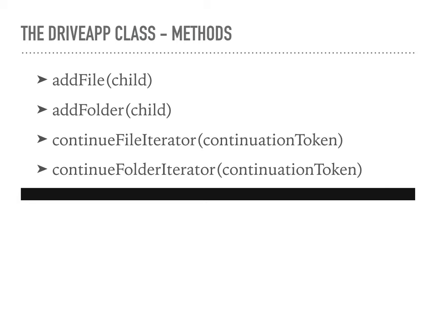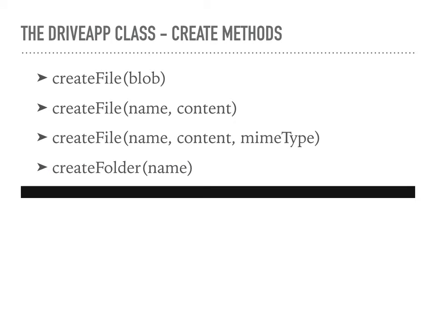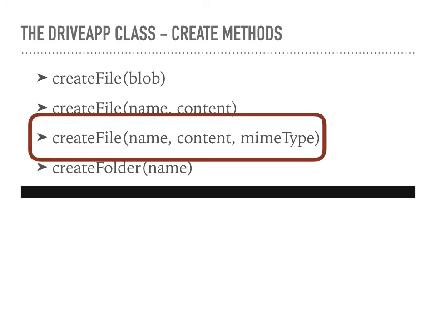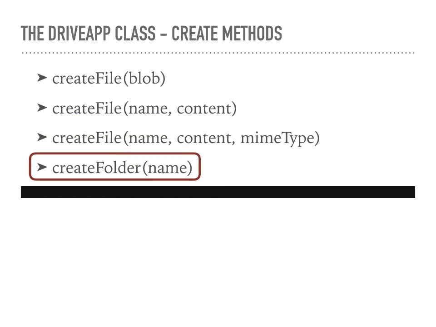The DriveApp class has several methods. For example, addFile, addFolder, continueFileIterator, continueFolderIterator, and there are a few create methods to create a file or a folder. You can create a file by passing binary data to the createFile method or by passing the content and a name, and you can also add a MIME type parameter. Creating a folder, it just takes the name of that folder.